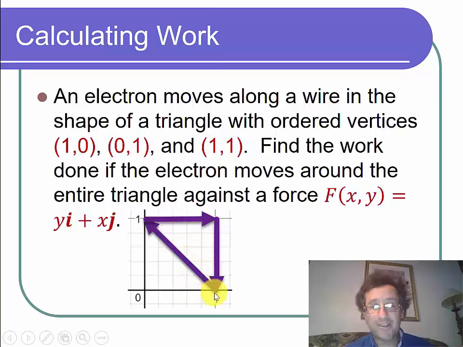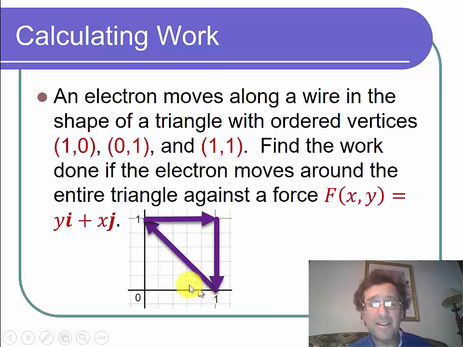We have this beautiful triangle. We're starting at (1, 0). We're moving over to (0, 1). Then we're moving over to (1, 1). And then we're moving down back to (1, 0) to complete the triangle.